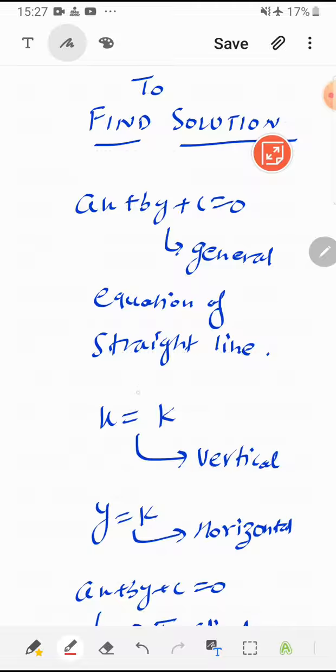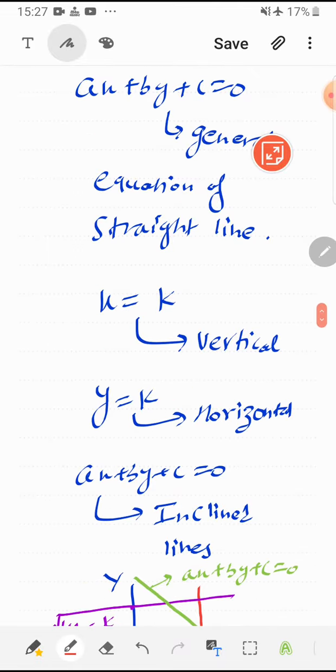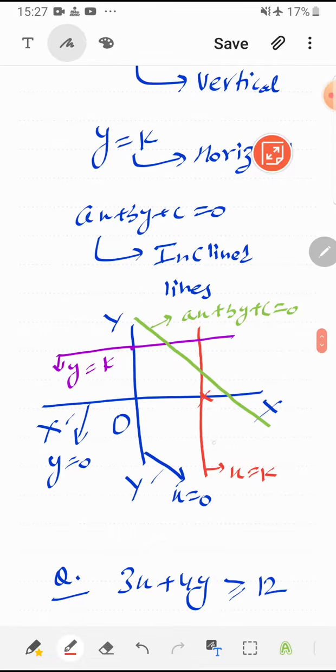So if one variable is missing, like y is missing, then it is a vertical line. When x is missing, it is a horizontal line. And when both are present, that means it is an inclined line. In the graph, the red line is representing a vertical line, x is equal to k type. The purple line is representing y is equal to k, that means a horizontal line. And the green line is any other line which has both variables x and y, so it is an inclined line.